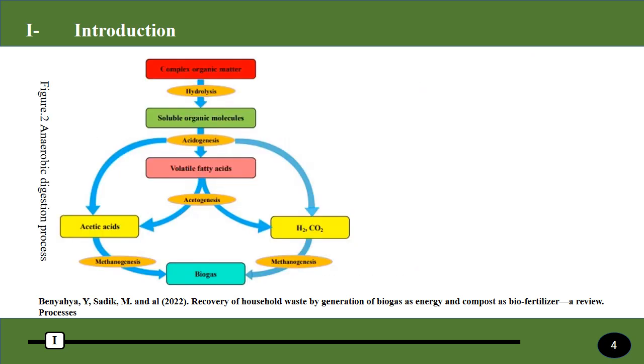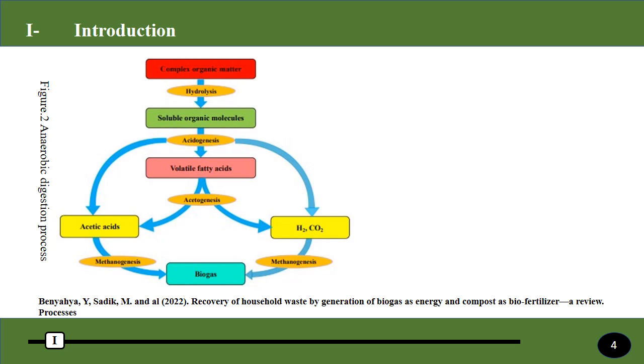As we can see in the figure on the left, the process begins with the hydrolysis, in which soluble organic molecules are produced, and the second phase is the acidogenesis, in which volatile fatty acids could be generated, and the third phase is the acetogenesis, in which acetic acid, dihydrogen and carbon dioxide could be generated. The final phase is the methanogenesis, in which biogas could be produced in two ways. The first one is the direct degradation of acetic acid, and the second one is the utilization of dihydrogen and carbon dioxide.